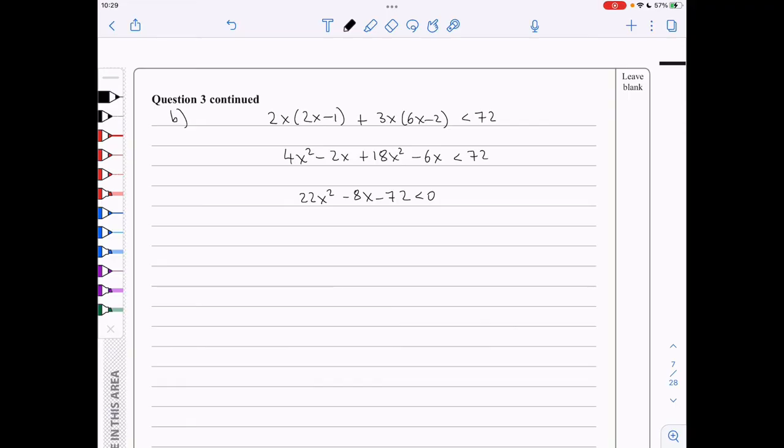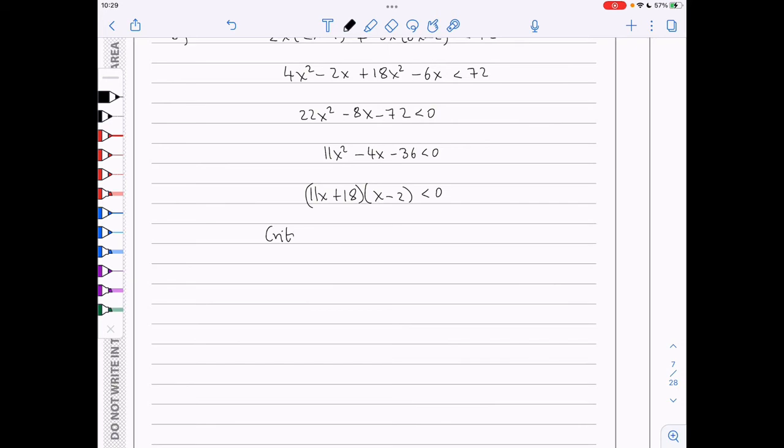I will divide everything by 2 to make the numbers a bit more manageable. 11x squared minus 4x minus 36 is less than 0. And I need to solve this. This factorizes into (11x plus 18)(x minus 2) less than 0. It's a quadratic inequality. I will derive the critical values, which are the values that make the left-hand side 0. It's either 11x plus 18 equal to 0, so 11x is minus 18, which leads to x being minus 18 over 11. Or x minus 2 is 0, which means that x is 2.